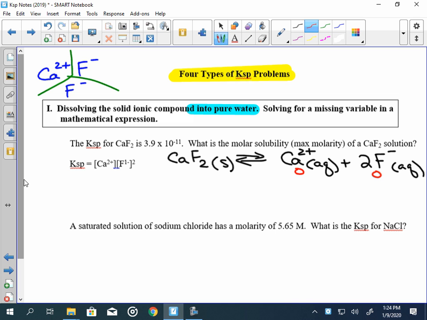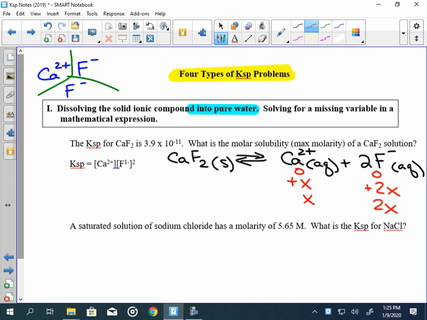So as this thing dissolves, the calcium is going to go up by X. And then fluoride, that's going to go up by 2X, because every time you take apart 1 CaF2, you're going to get out 2 of the fluorides. So it's going to do that until it reaches equilibrium, or it becomes fully saturated. That'll be X, and that'll be 2X.